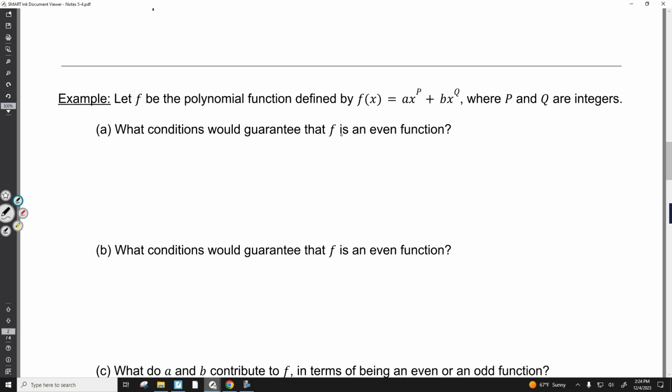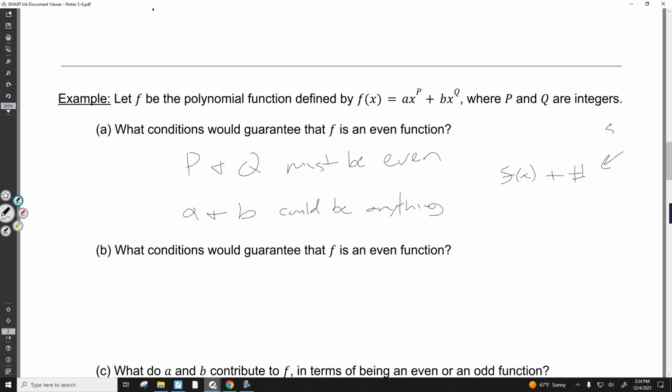What guarantees f is an even function? P and Q must be even. A and B could be anything. And you could take your function and vertically translate it, and it's still even. You will still get the same y's for opposite x's, because when you vertically translate, you're just going to add 2 or add whatever to all the y's.